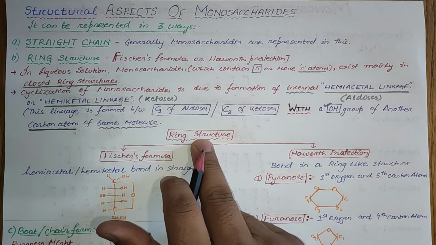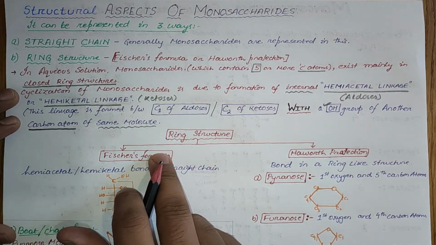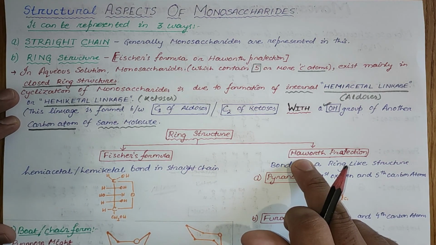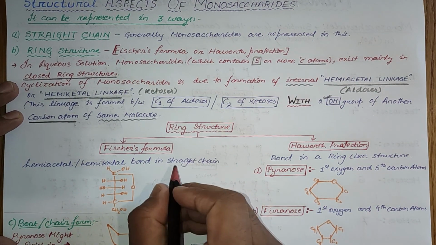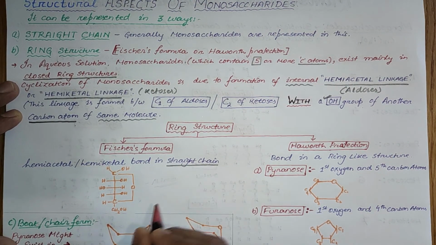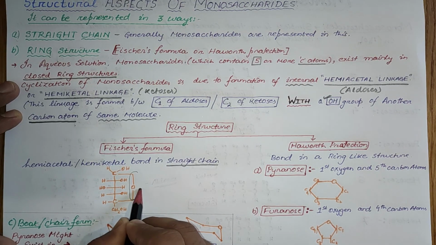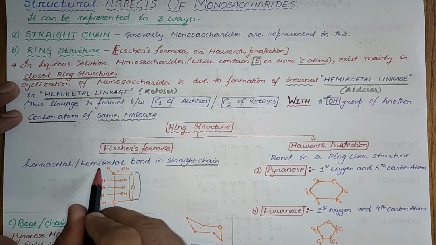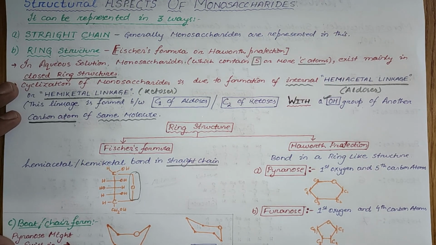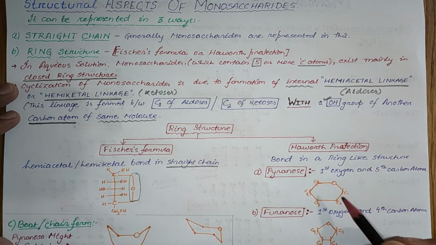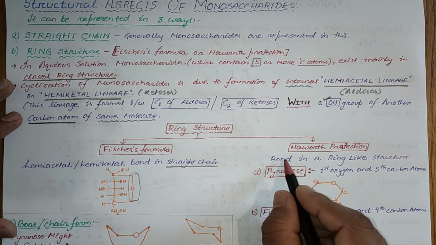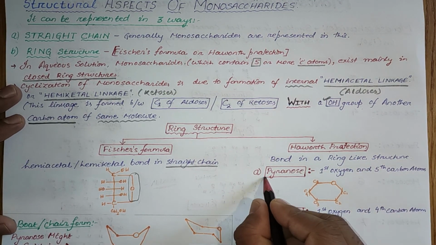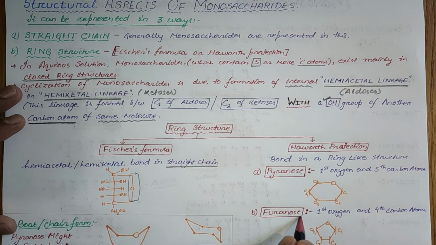How is the ring structure divided? The ring structure is divided into two types: one is the Fischer formula and the second is the Haworth projection. In the Fischer formula, the hemiacetal bond or linkage is represented in a straight chain. If it is represented in a closed ring-like structure, it is called the Haworth projection. The Haworth projection is again divided into two types: pyranose and furanose.